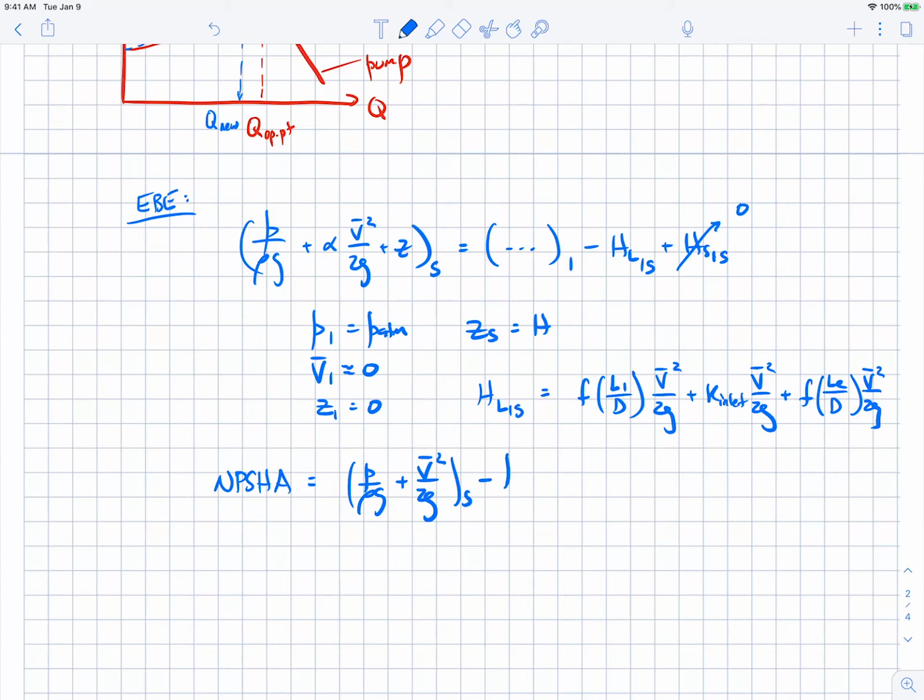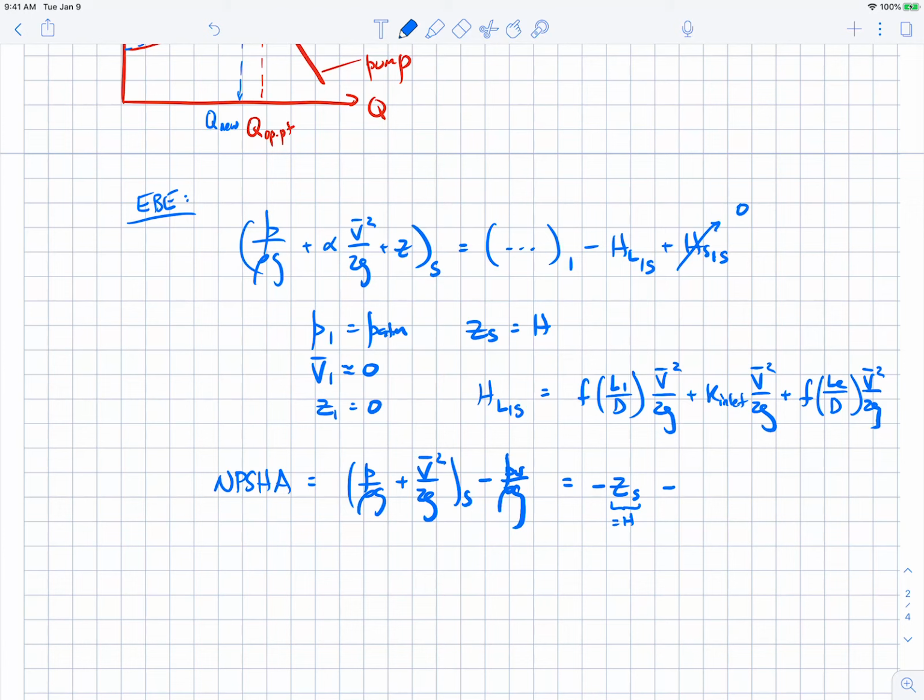So this is what our definition of net positive suction head looks like. So I can rearrange this extended Bernoulli equation to make it look like that equation. So here we'll have minus ZS, or that will just be minus H. ZS, remember, is just equal to H. And then we have our minus... actually, I take that back. No, this is correct. I've got it right.